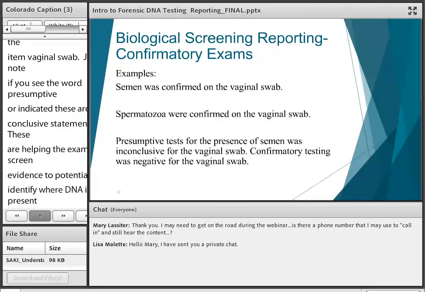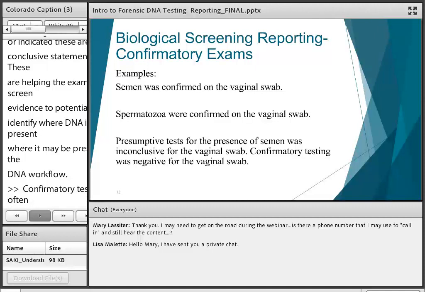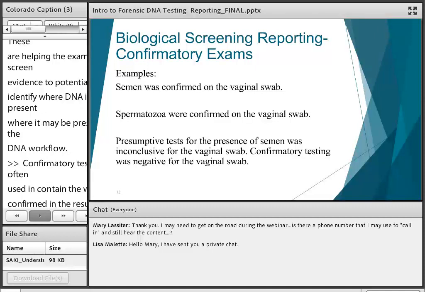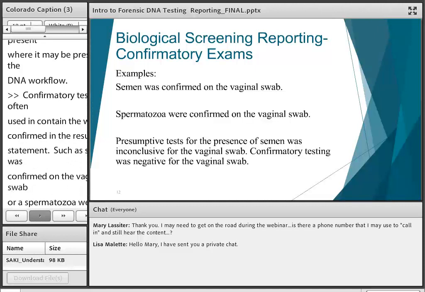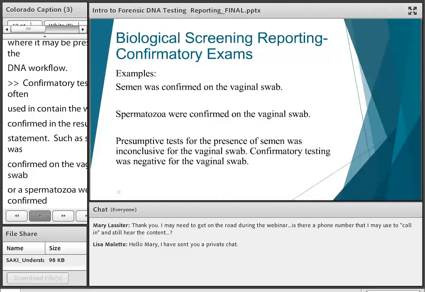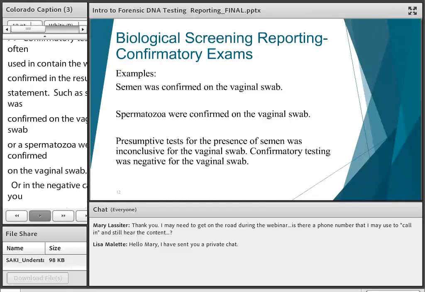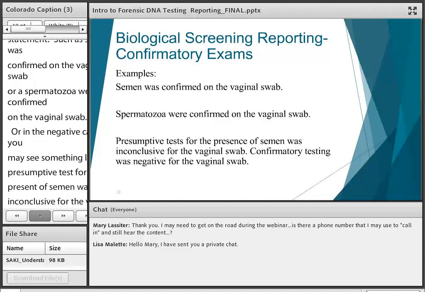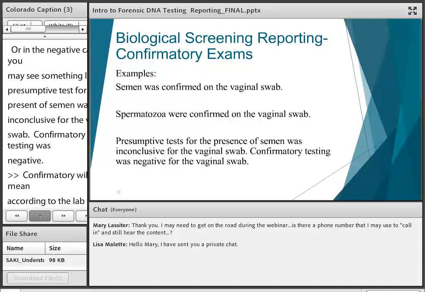Confirmatory tests are usually going to contain the word confirmed in the result statement, such as semen was confirmed on the vaginal swab or spermatozoa were confirmed on the vaginal swab. Or in a negative case, you may see something like presumptive test for the presence of semen was inconclusive for the vaginal swab and confirmatory testing was negative. So confirmatory will mean that according to the lab's current standard operating procedures, the test or tests performed confirm the presence of seminal fluid or spermatozoa.